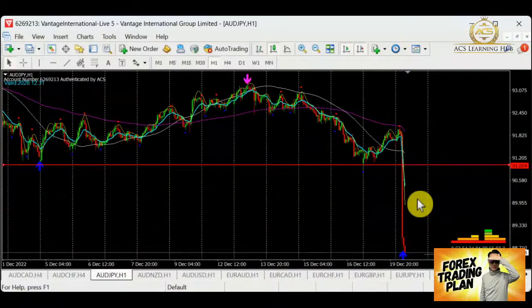Currently I will just leave this alone first, because there isn't any good resistance for us to sell. For buyers, can you buy? Actually right now there isn't any buying signal as well, so just hang on with that.